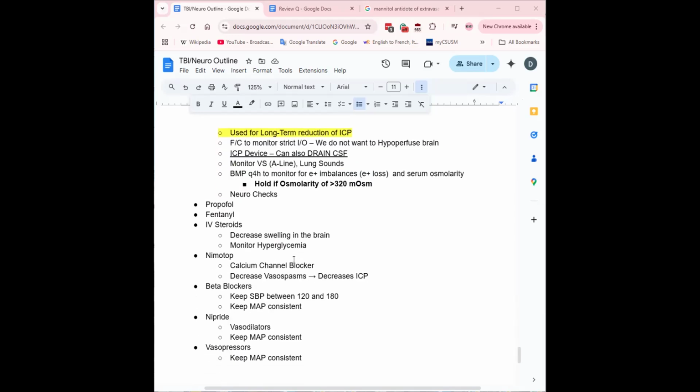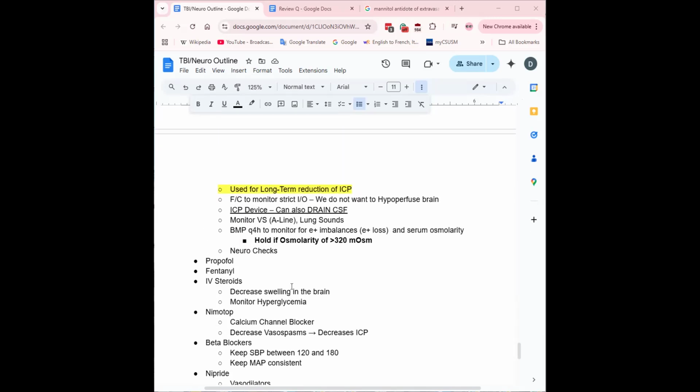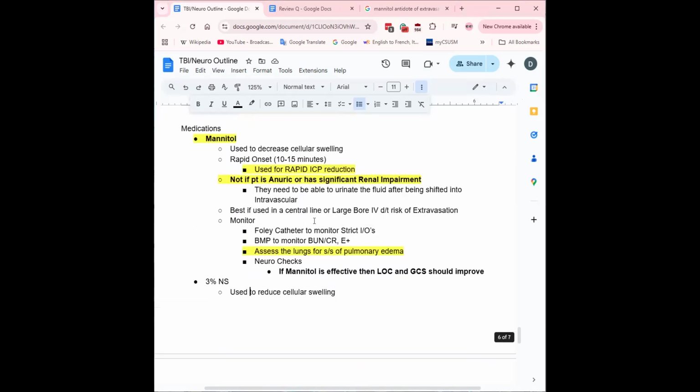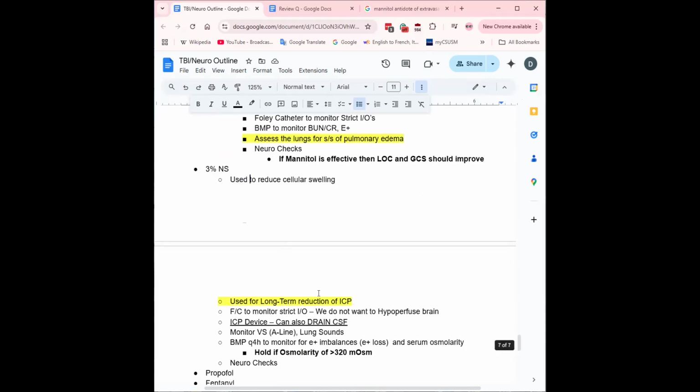Anyways, I think we filled this out pretty good. The 3% is pretty much almost all the same stuff. Pretty much exactly. It's just the use case. This one's fast, this one's slower, but that doesn't mean you don't think about it. You still think about it. It's just a bit slower. And still lung sounds are important. So still important for you to do that.